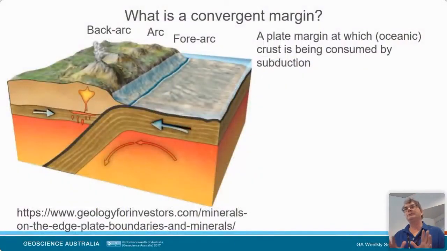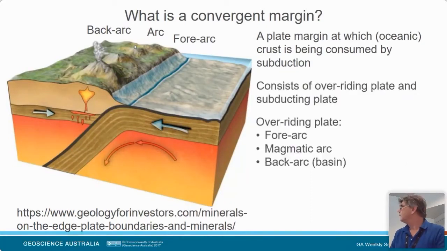Just as I said, I'm going to try and bring people up. This is a very broad talk, and so I'm going to define a few terms. So what is a convergent margin? This is a pretty typical diagram that you'll find in the literature or on Google. Basically, a convergent margin is a plate margin at which generally oceanic crust is being consumed by subduction. In the diagram you see over here, you have your subducting plate being subducted underneath your overriding plate.